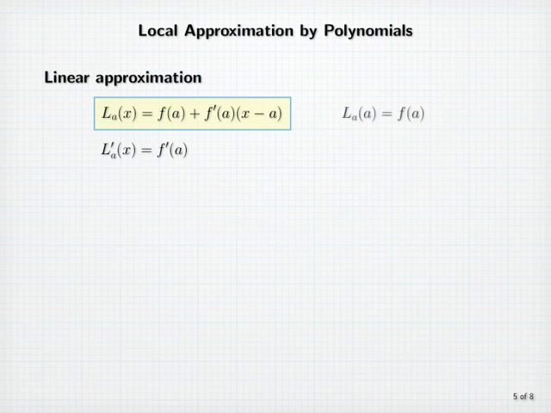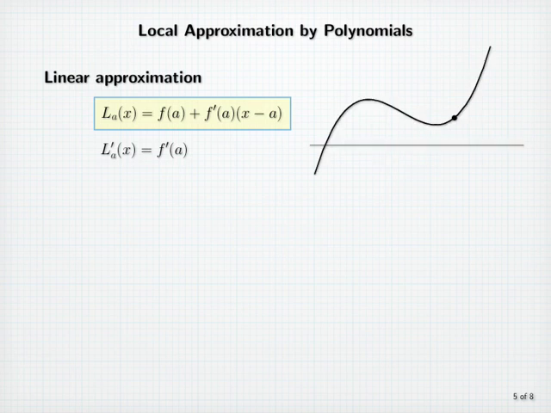L sub a is the linear function that has the same value as f at a, as well as the same derivative as f at a. Here's a typical picture. The linear approximation's graph is nothing but the tangent line at x equals a, and L sub a is in fact the unique linear function whose value and first derivative agree with f at x equals a.